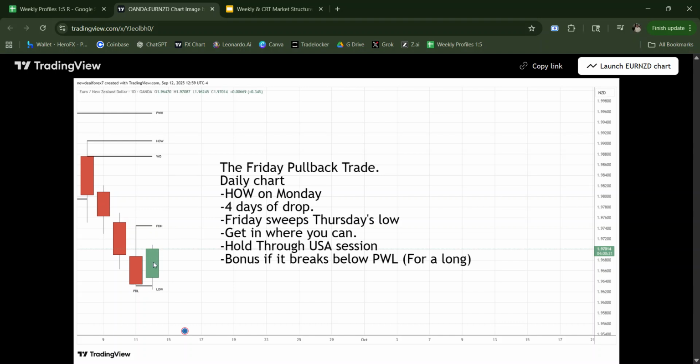It doesn't necessarily reverse all the way back up to Thursday, but at the same time, it can give a nice pullback trade. I would not say this is a trend reversal. It's just something to look for. So you just get in where you can, and obviously these trades you want to hold through the USA session because price has been dropping so much that you're just anticipating pretty much the majority of the day to retrace. So this is Euro New Zealand.